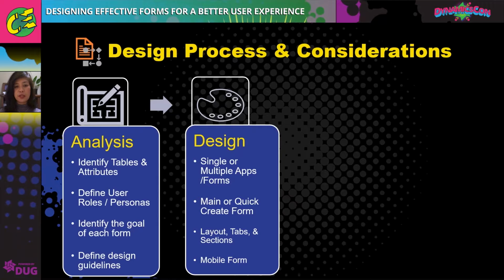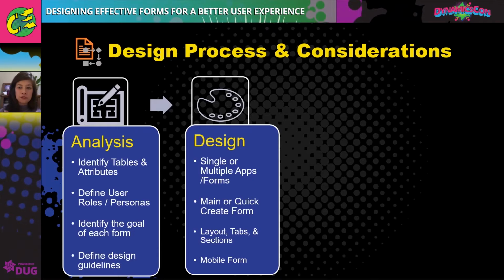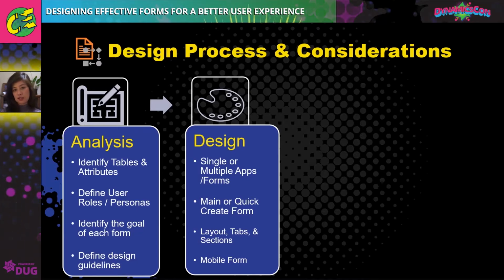Next, our second stage will be the design stage. Once you have the data that you gathered during the analysis stage, we can use that in our design process. This is where you get to ask yourself, based on the information that I have, do I need a single app or multiple apps?